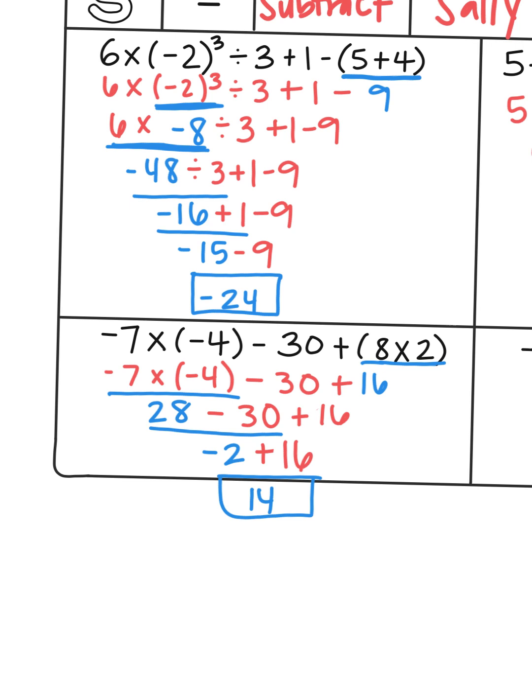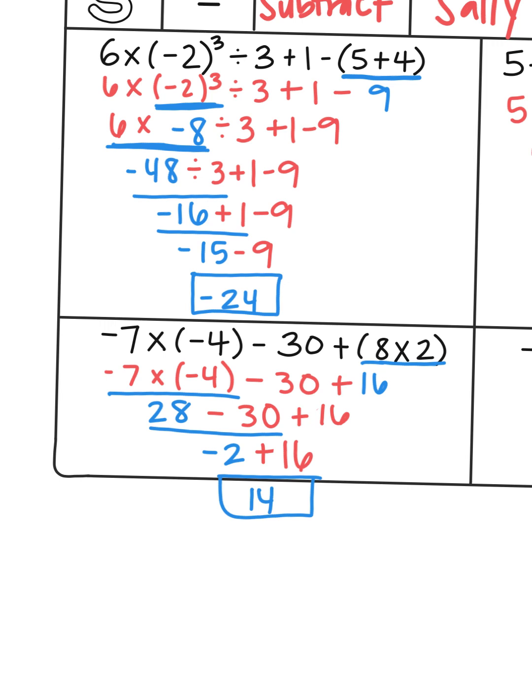Negative 7 times negative 4 minus 30 plus 8 times 2. The first thing that you need to do is underline the 8 times 2. That's your operation within your grouping symbols. So we always start there. That is 16. Bring everything you haven't touched down. Then the next step is negative 7 times negative 4. So that's positive 28. Bring everything else down.